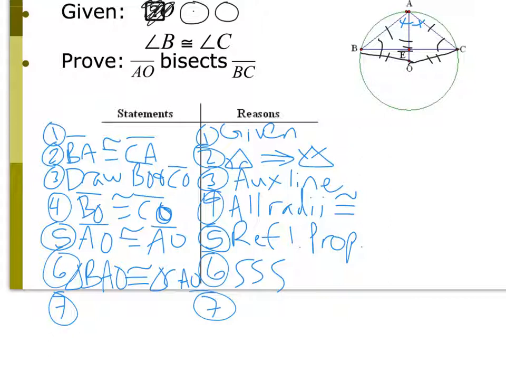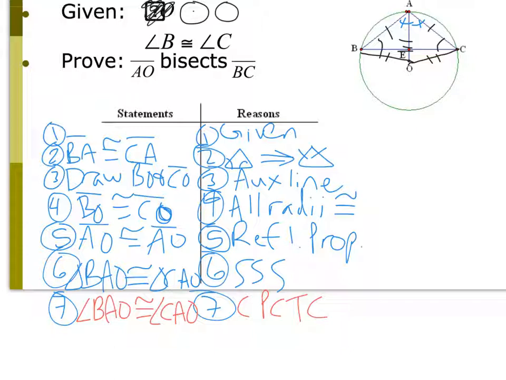Now, why did I do that? Oh, that's right. I want to get angle. So I'm going to change colors here because I'm crazy like that. I want to get angle BAO congruent to angle CAO by CPCTC. And why is that?